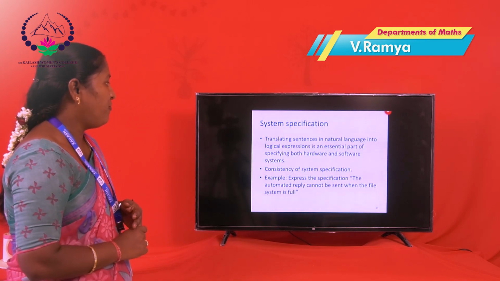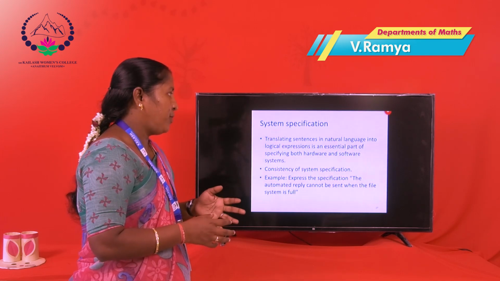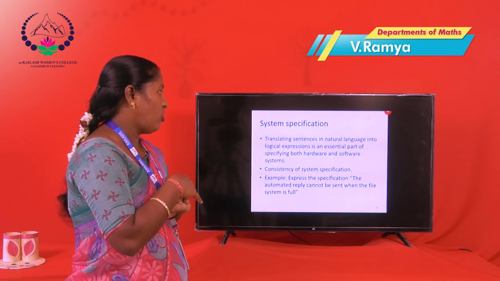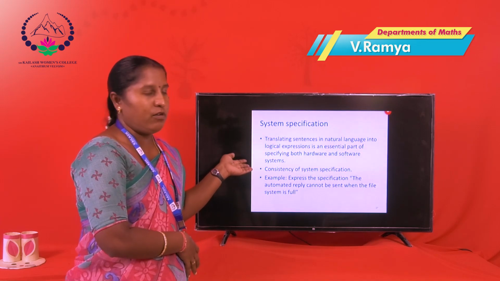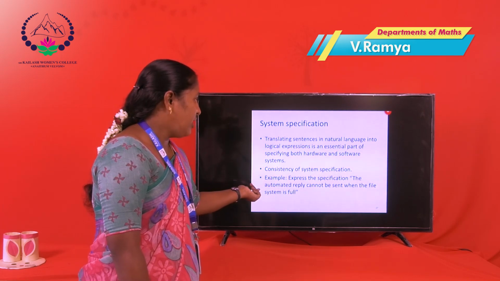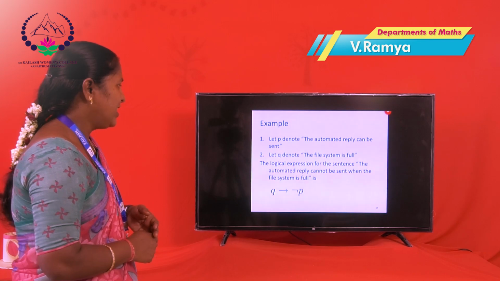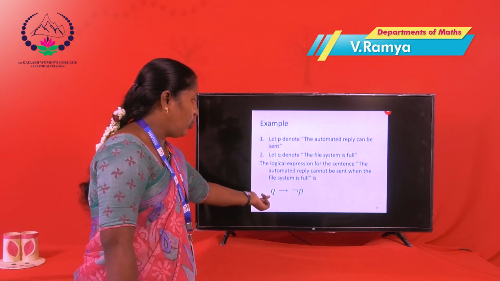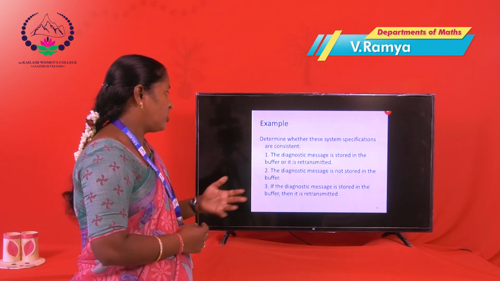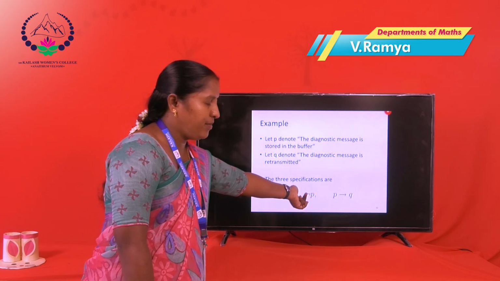The next one is system specification. Translating sentences in natural language into logical expressions. For example, we use alphabetical letters in the systems, and the bit operators 0 and 1. Consistency of system specification. For example, express the specification: the automated reply cannot be sent when the file system is full. Then the example of the symbolic statement: Q conditional negation P. Another example uses the logical operators, negation of P conditional Q.